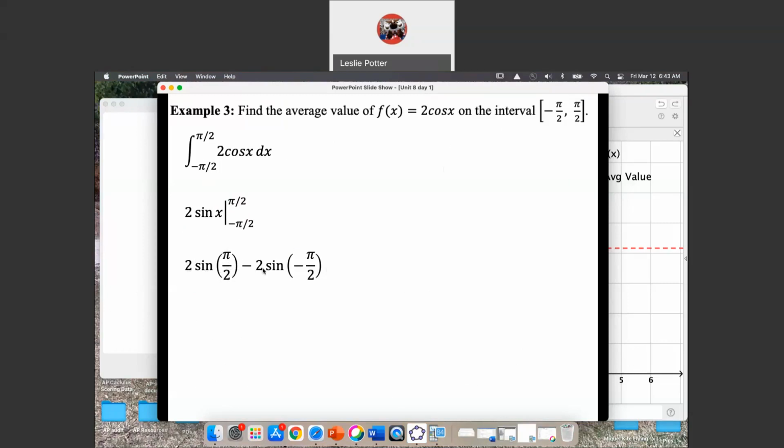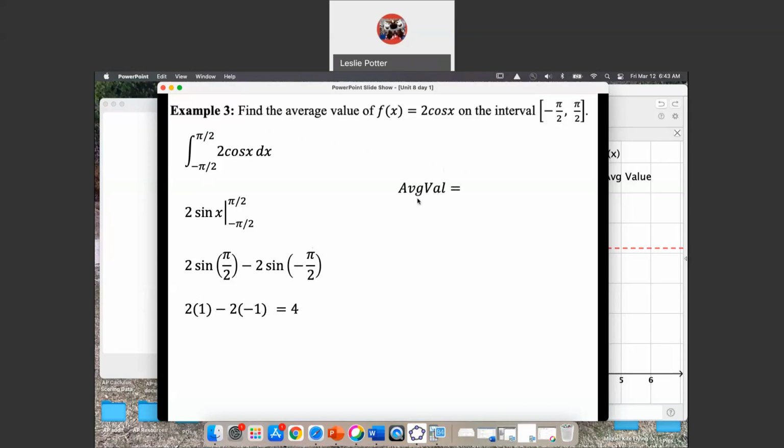Now let's go over here. Negative pi over 2 is the bottom of the unit circle. Sine, again, is the y coordinate. So the y coordinate at the bottom of the unit circle is -1. So this is 2 times -1. So substituting in those values, we get 2 times 1 minus 2 times -1. And then doing this math, we get 4. So we know that the area is 4.